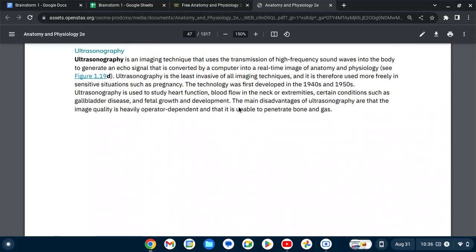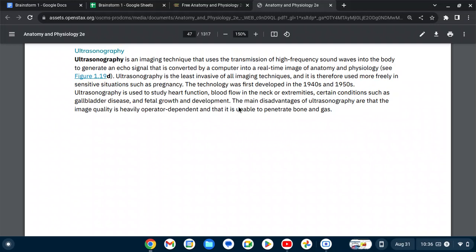Ultrasonography. Ultrasonography is an imaging technique that uses the transmission of high-frequency sound waves into the body to generate an echo signal that is converted by a computer into a real-time image of anatomy and physiology. Ultrasonography is the least invasive of all imaging techniques, and it is therefore used more freely in sensitive situations such as pregnancy. The technology was first developed in the 1940s and 1950s.